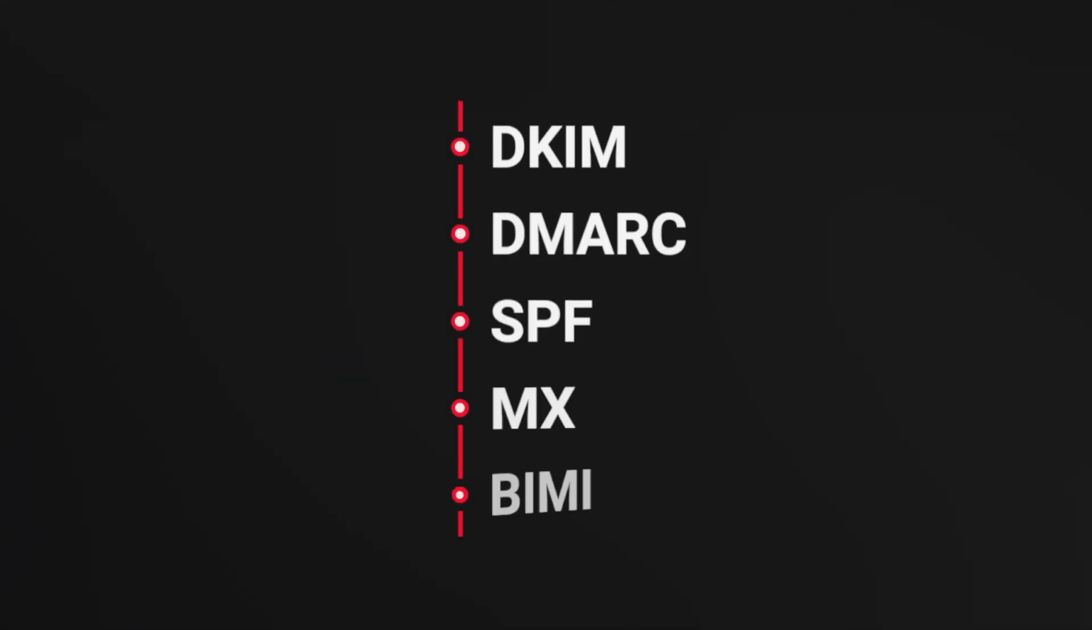All right, so there's a lot of different records involved in configuring your email correctly. There's DKIM, DMARC, SPF, MX, BIMI records. We're going to talk about each of these, what their function is, and then how to create and implement them. All right, let's start with the most basic. This is the MX record.